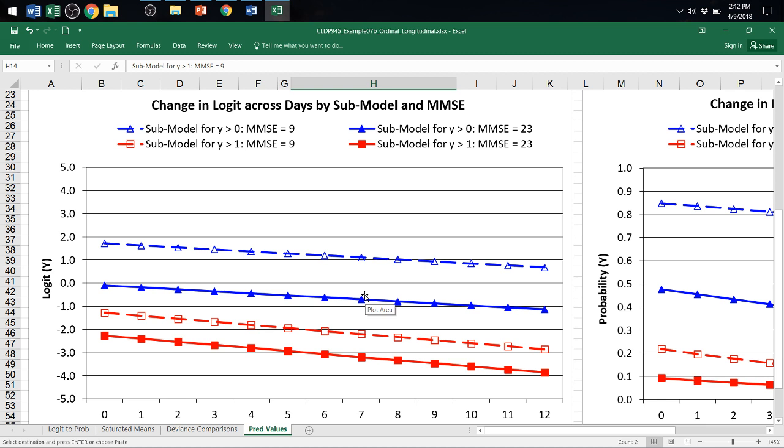So what do you notice about the shape of these red and blue lines here? Straight or bendy? Straight. That's because this is a linear slope of day in predicting logit. So it's a regular old model like we're used to when you predict logit. The difference between the solid and dashed lines refers to the main effect of MMSE. The fact that the blue lines are further apart than are the red lines is because MMSE has a bigger effect in predicting the logit of some or full than it does in predicting full.